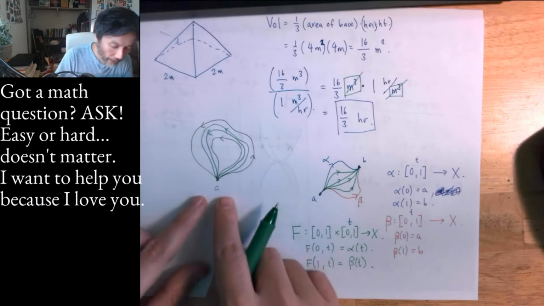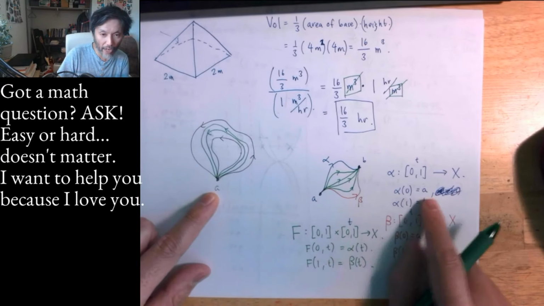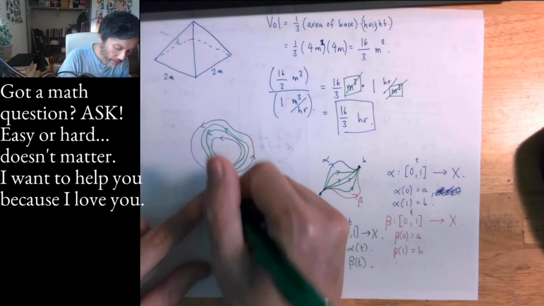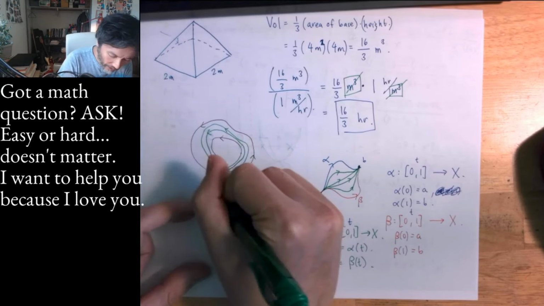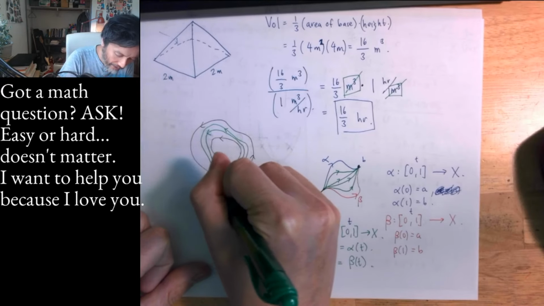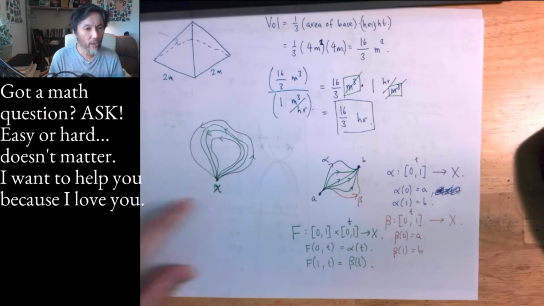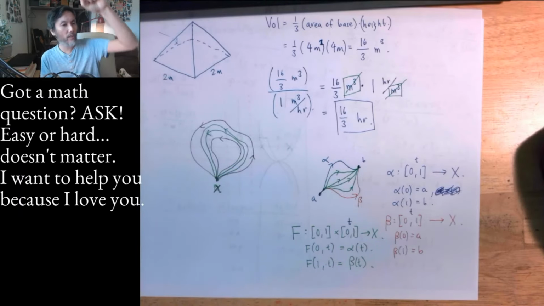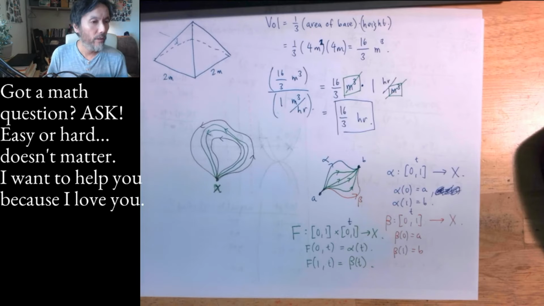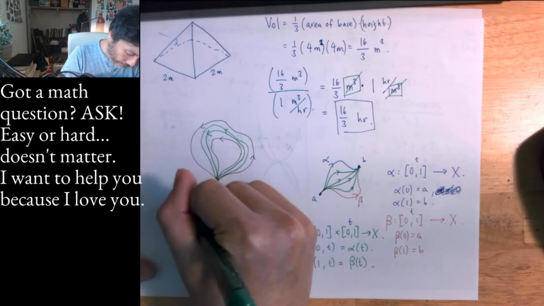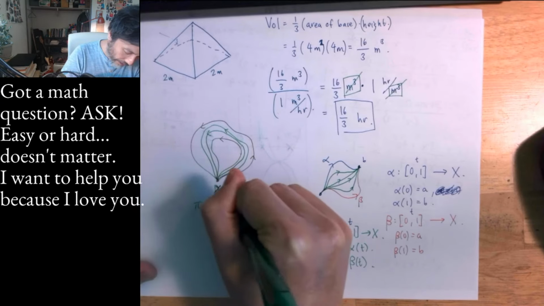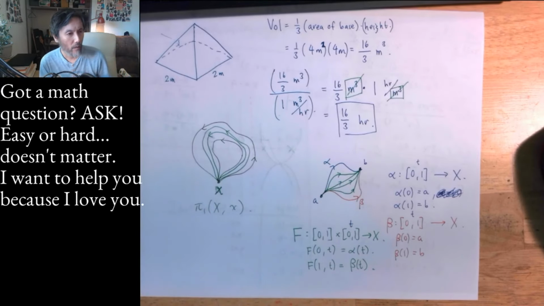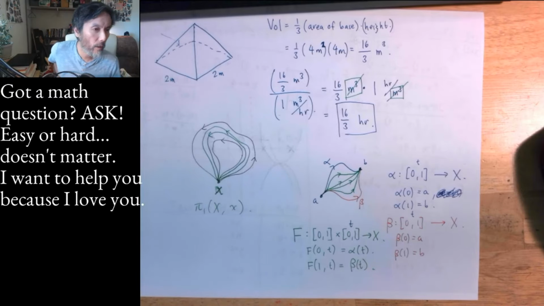Now it turns out that if A is equal to B in this case, let's give this point a name. Let's call it X, not A. Then the set of homotopy classes of paths from X to itself forms a group. A group. And it's called pi 1 of big X, small x. It's called the fundamental group. So it's a pretty big deal.